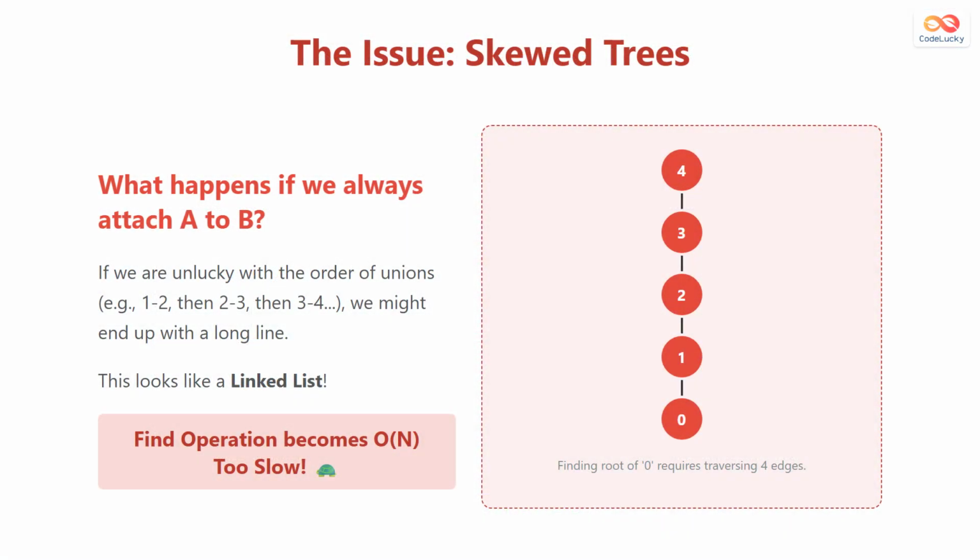However, there is a catch. If we naively attach one tree to another without a strategy, we might create a long chain. Imagine connecting 1 to 2, 2 to 3, and so on. This looks like a linked list. In this scenario, finding the root of the bottom element requires traversing every single node. This makes our find operation linear in time, which is too slow for large datasets.